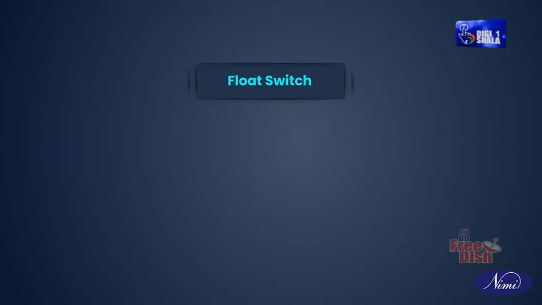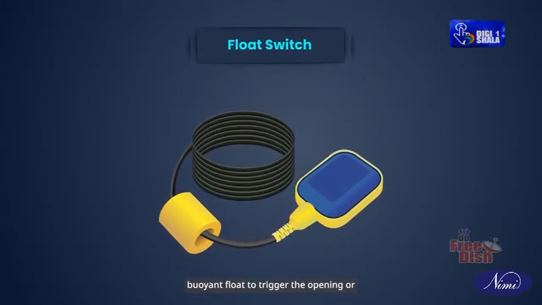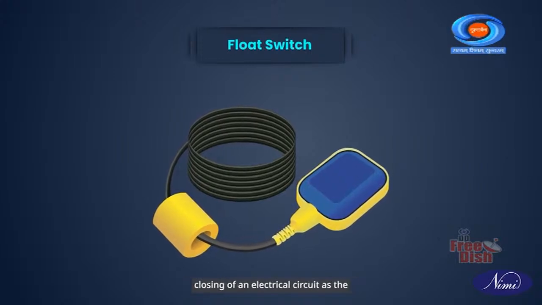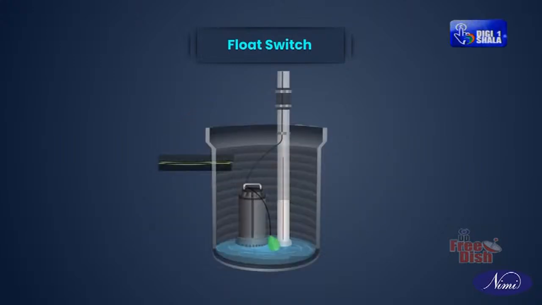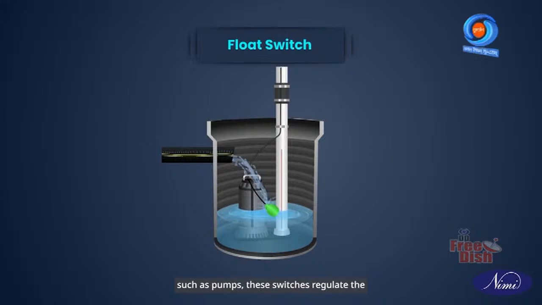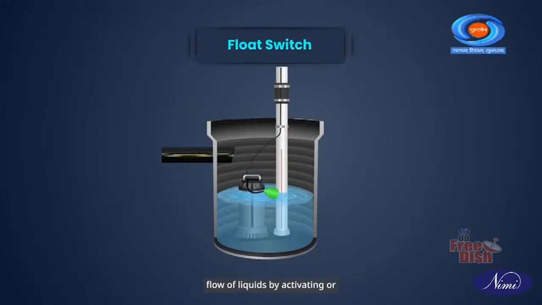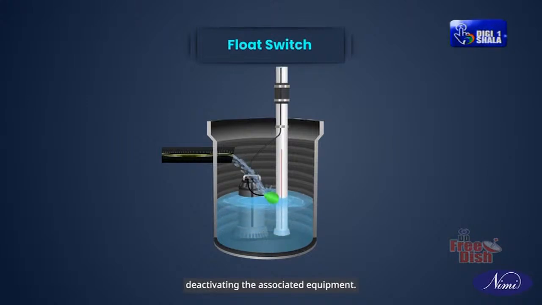Float switch. A float switch operates by utilizing a buoyant float to trigger the opening or closing of an electrical circuit as the liquid level fluctuates. Primarily employed in fluid control systems such as pumps, these switches regulate the flow of liquids by activating or deactivating the associated equipment.